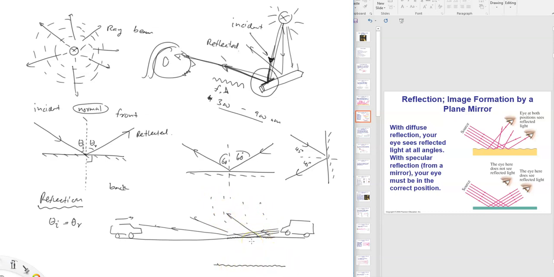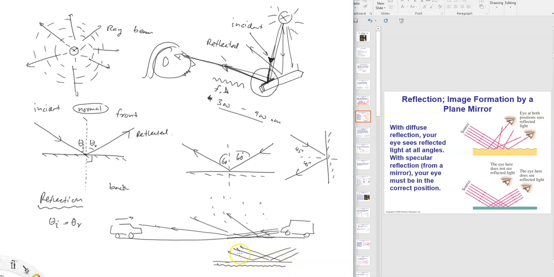Like a little after the rain. So it had rained some time ago, right? So now there's a nice smooth surface of water on top of the road. Now what happens? Light comes in, reflects. This is a specular reflection.